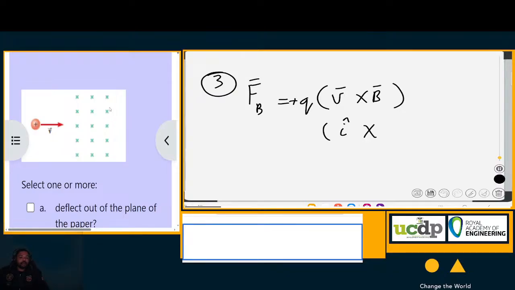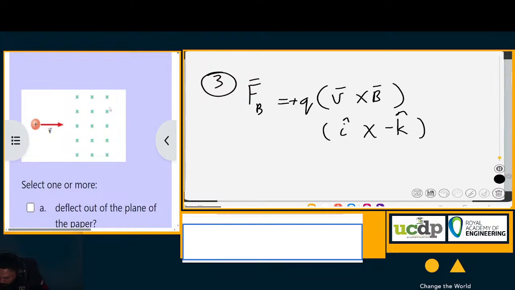Normally we choose out of the page as k hat, and then upwards as j hat. So this would be k hat, but please note it is into the page, so it's in the negative k hat direction. This is basically the directions. I'm just writing the directions.